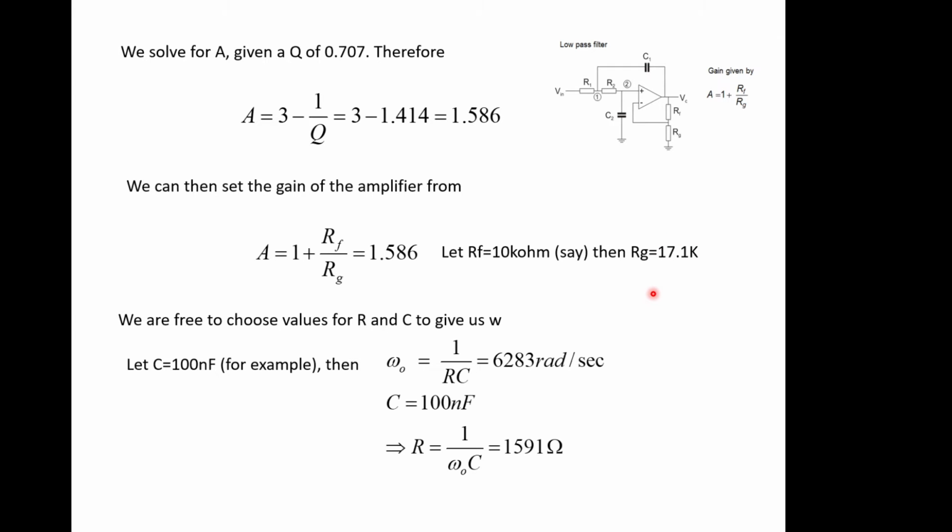And this comes back to the problem, if you want a high Q, you have to control A very well, and controlling A is the ratio of two resistors, so we have to control those resistors very well. So we're then free to choose values for R and C to give us our omega of 1 kHz or 6283 radians per second. We just apply the equation in this case, omega naught equals 1 over RC. We've got R and we've got C. We've got to pick one. So let's say C is 100 nanofarads as a test, and then it's simple enough to rearrange that to get R equals 1591 ohms. So that's it.